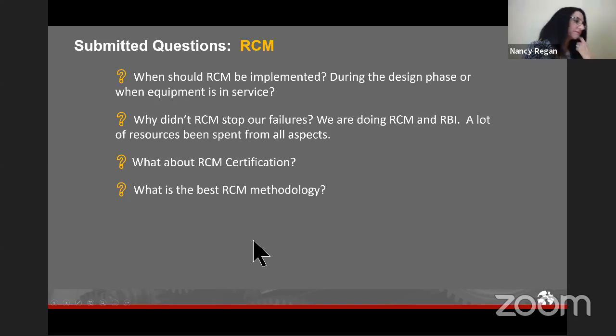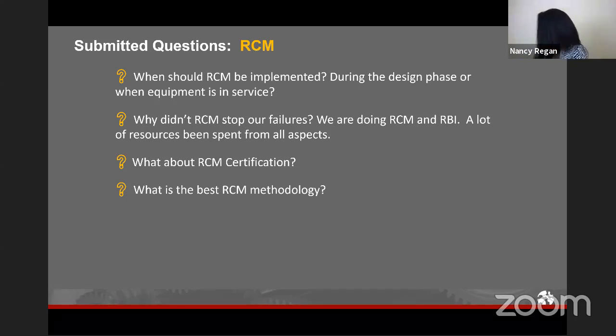Okay, what is the best RCM methodology? Let me get something. Hold on one second. Okay, technically speaking, there's only one true RCM methodology, right? And all of these principles I talked about today are not new. All of these were developed 52 years ago, and became the process we know as reliability-centered maintenance.